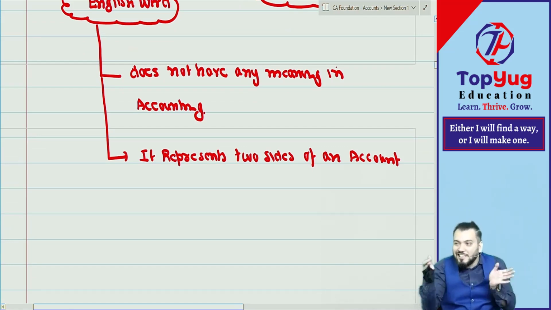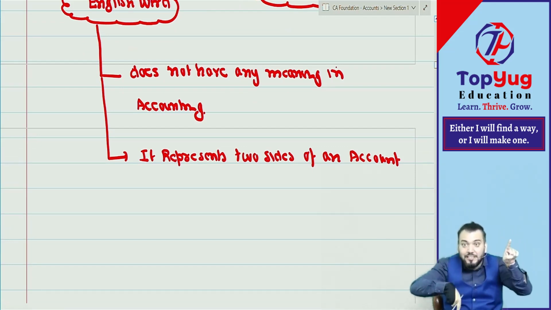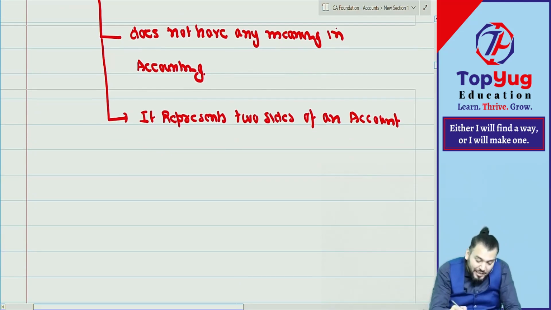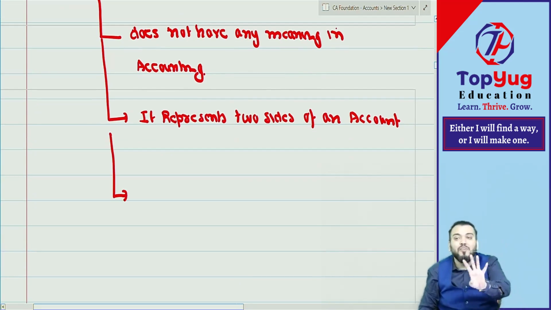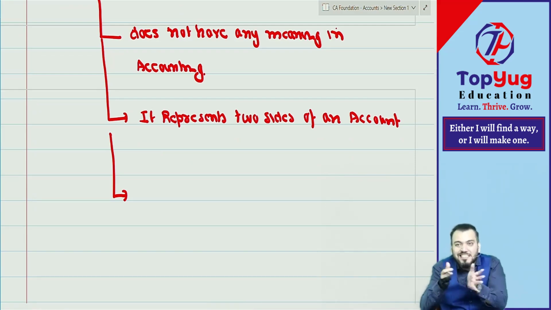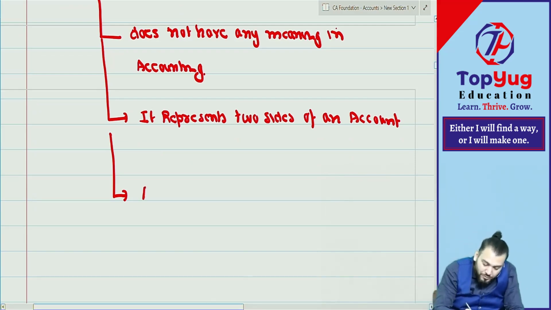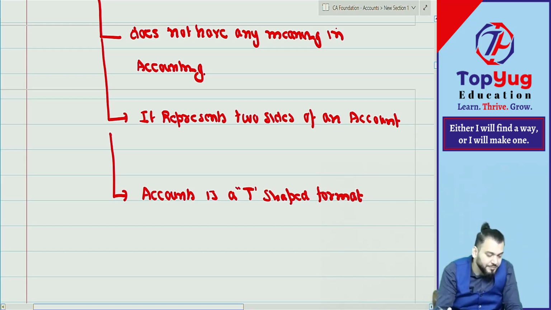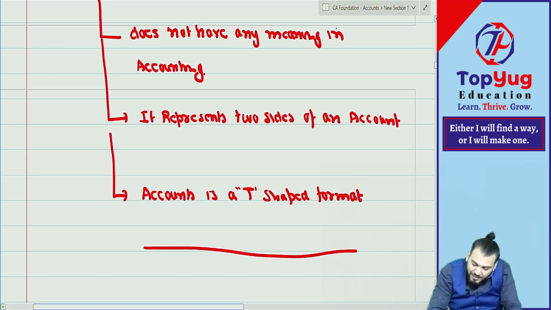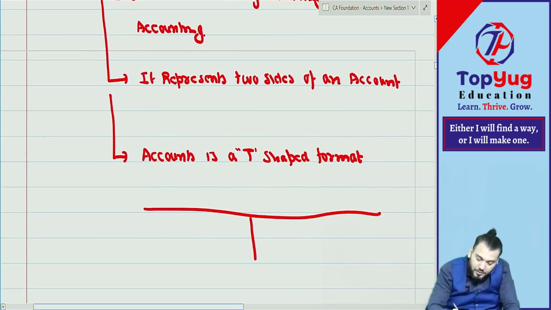An account is nothing but a T-shaped format. You know T? It is a T-shaped format. So in accounting, we need to prepare accounts, that you have understood. The account is a format. In which format? T-shaped. Correct? So account is a T-shaped format. Correct? Okay, this is one account.